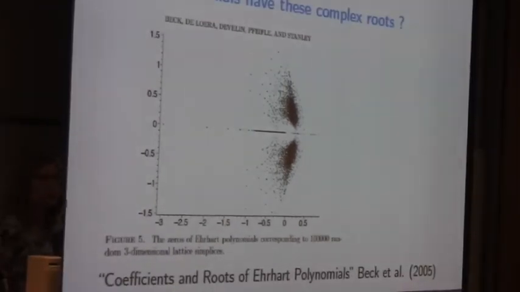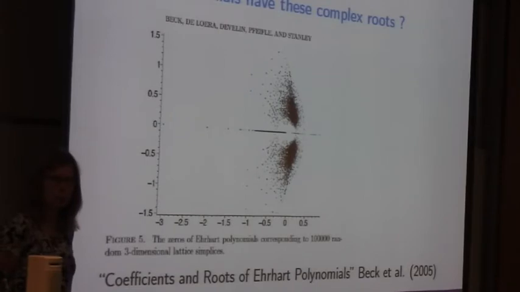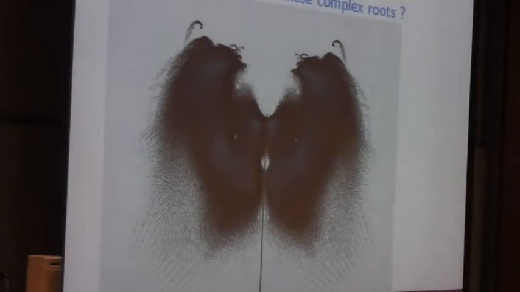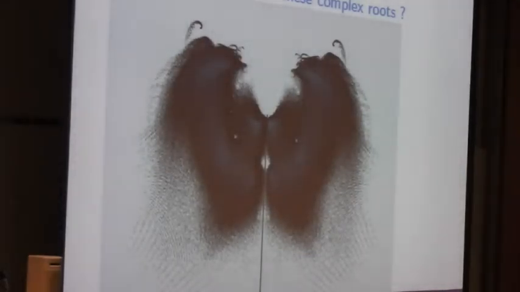There's some structure going on there, right? Those are not just randomly distributed in the complex plane. There's clearly some structure. And when I saw this one, it reminded me of another picture that I've seen similarly. So what polynomials have these complex roots?